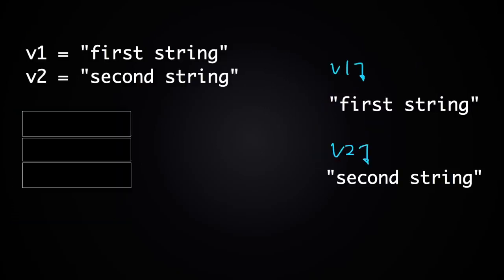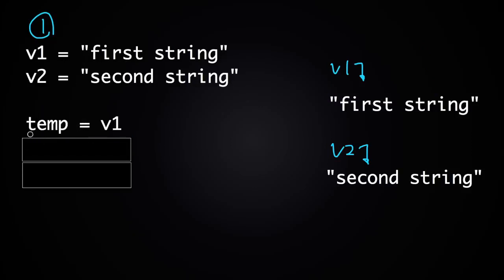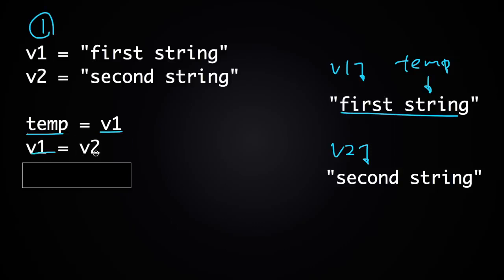Okay, here's a solution that only uses one temporary variable instead of two. The first thing we're going to do is set a new temporary variable called temp to what v1 refers to. So temp will be this string right here, and after that we'll set v1 to v2. So v1 will no longer refer to first string, and then it will refer to second string instead.